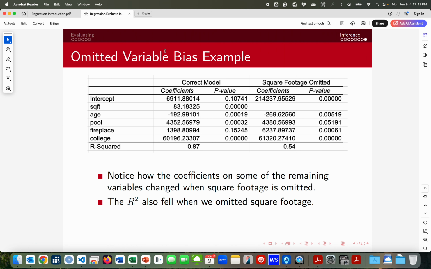So in the next video, I will have some Excel examples where I show you how to estimate the regressions, some things to look out for, and then you can start estimating your own regressions and then interpreting the output.